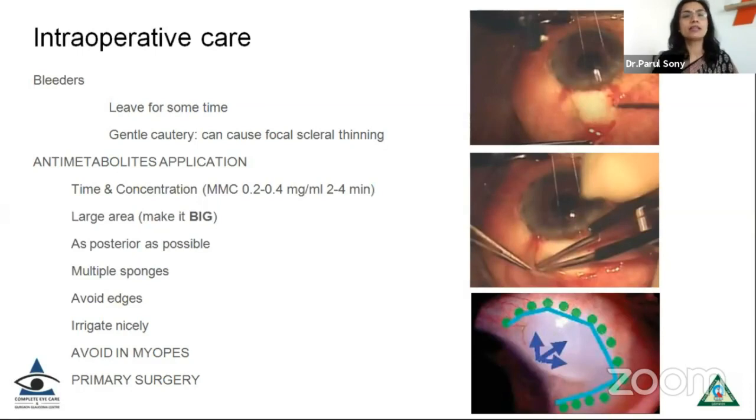Now, once you've made the conjunctival flap, there are a lot of bleeders. You can leave them for some time. Many of them stop on their own. Otherwise, you can do a gentle cautery. Don't go in for very aggressive cautery. This can lead to a lot of scleral thinning.